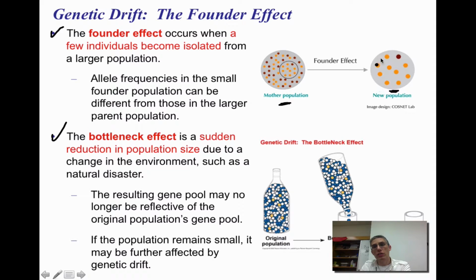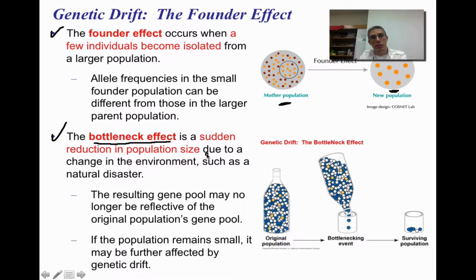So when these individuals begin to reproduce, it's going to make sense, hopefully, that we're going to get a lot more individuals that are going to be the yellowish orange dots as opposed to the brown dots that you see here. So the allele frequencies in the small founder population can be very different from those that were in the larger parent population. Now, the second example of genetic drift is going to be something called the bottleneck effect.